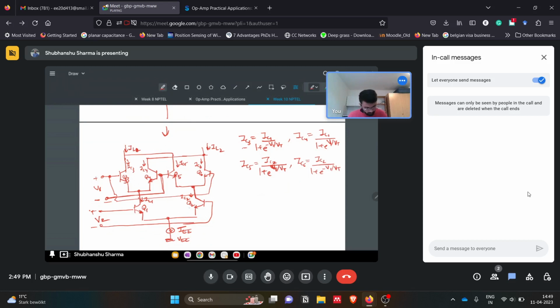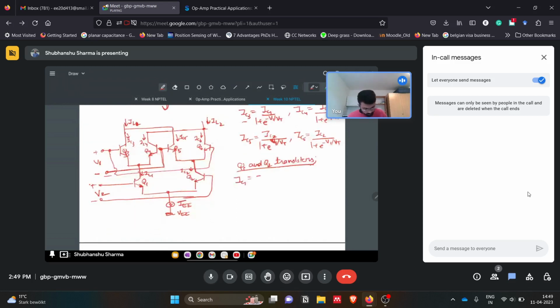Okay, now for Q1 and Q2 transistors, we get IC1, the collector current, is IEE, that is the emitter current, divided by 1 plus e to the power of the voltage, then IC2 equals IEE divided by 1 plus e to the power V2 by Vt. Okay, so this is the case.